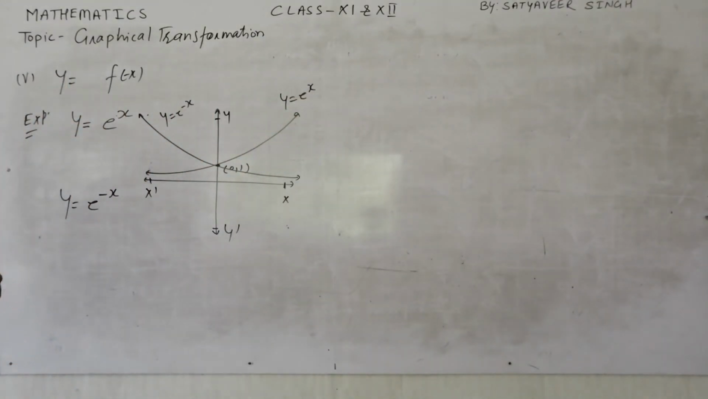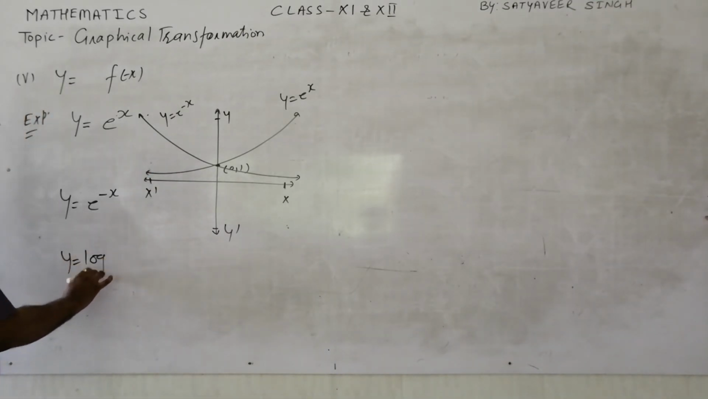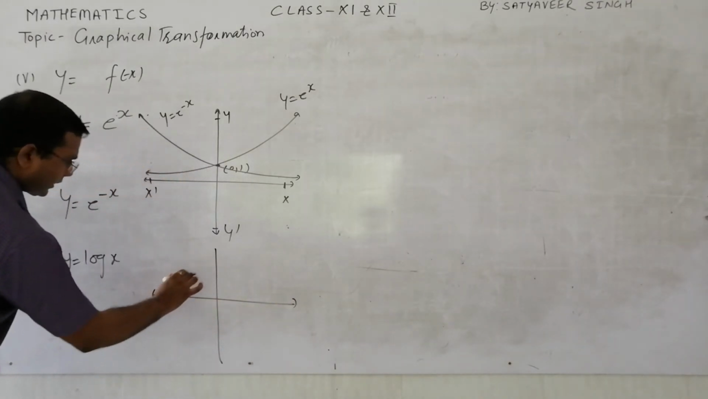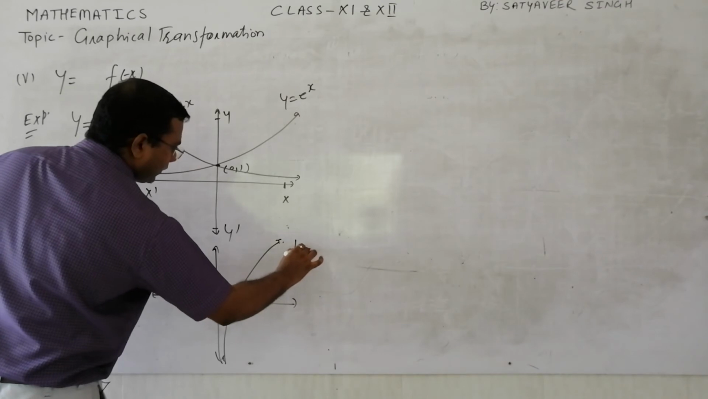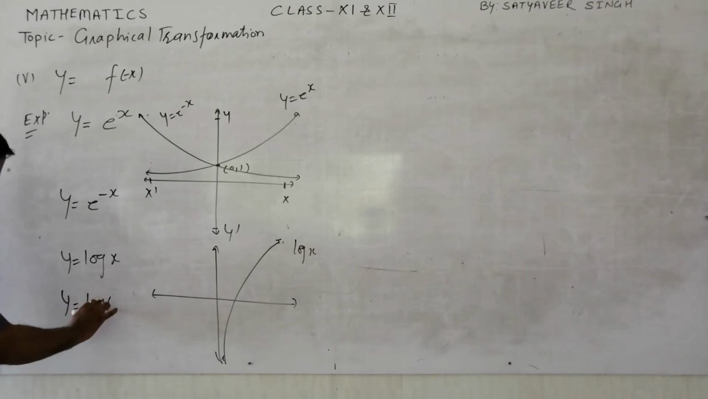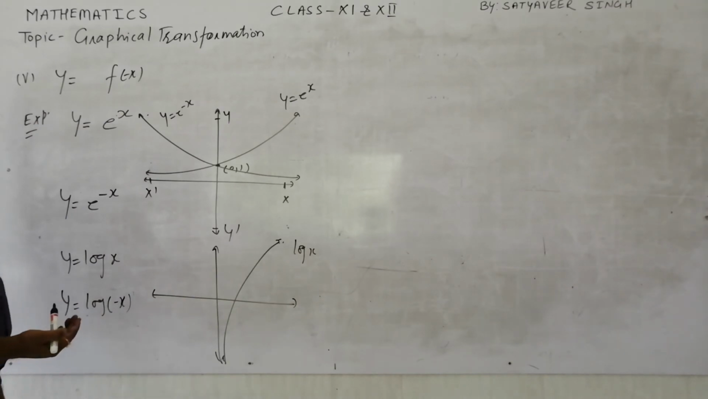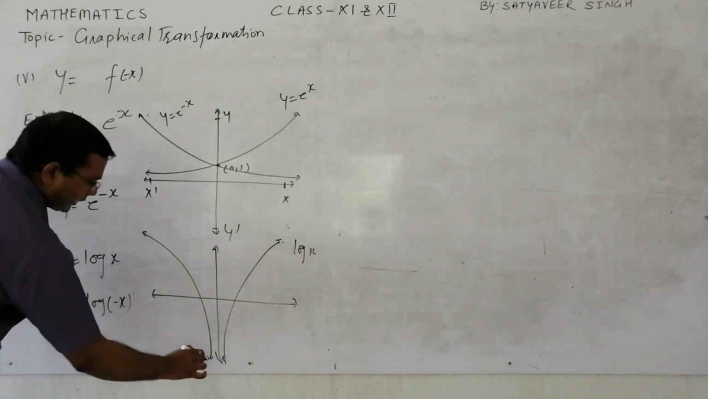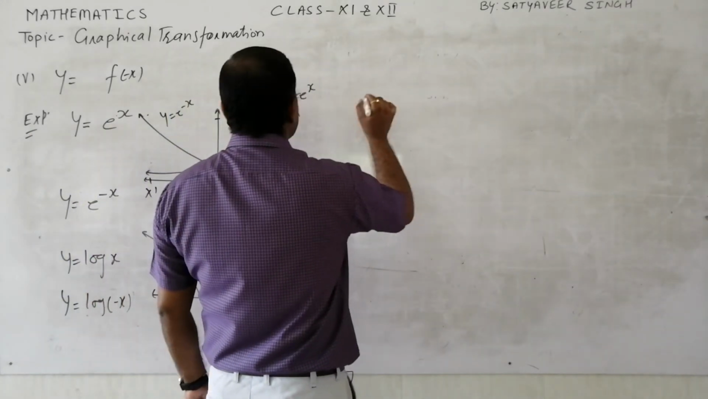See the next one, if I am drawing like this, and the same thing is possible for log x also. If we take y is equal to log x, then you know the graph of y is equal to log x. Here this is the graph of y is equal to log x. But if we draw the graph of y is equal to log of minus x, then what happens now? Along the y-axis, it will work as a mirror. So it will go like this. This is the graph of log of minus x. So it is clear, I hope. Now let us see the next one.